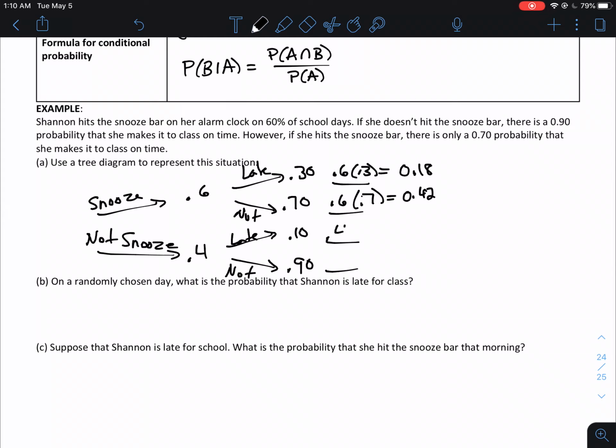Continuing that, 0.4 multiplied by 0.1 is 0.04. And then 0.4 multiplied by 0.9 is 0.36.